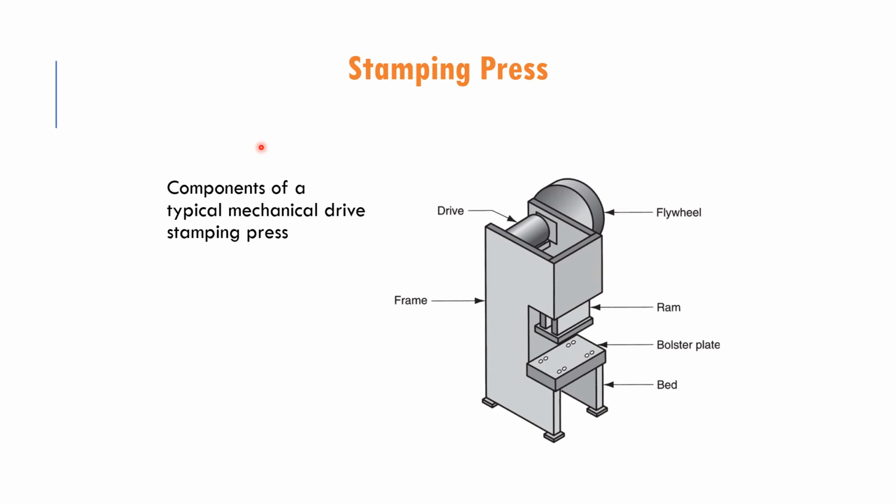And here are the common components of the stamping press. Okay, so this is for the typical mechanical draft stamping press. What we have here is the flywheel. The flywheel is used to move the ram up and down when we move the flywheel. And then we have the drive frames, the bolster plate and also the bed. Usually the stamping will happen at this area, the bolster plate, over here.